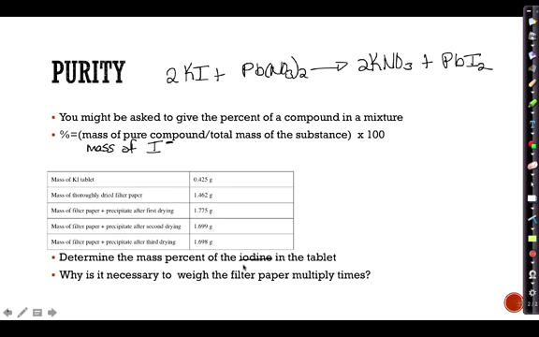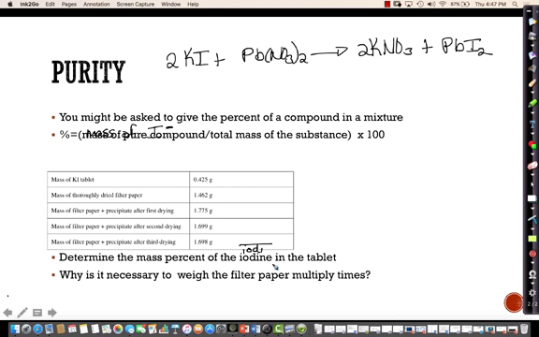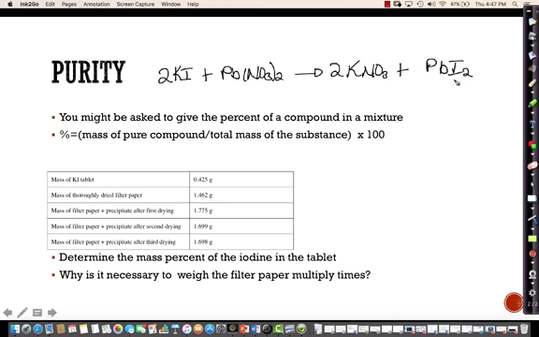Oh, I'm sorry. This should be iodide. If it ends in IDE, that means it's an ion. And clearly right here, potassium iodide, that is an ion. All right, so we have this tablet.